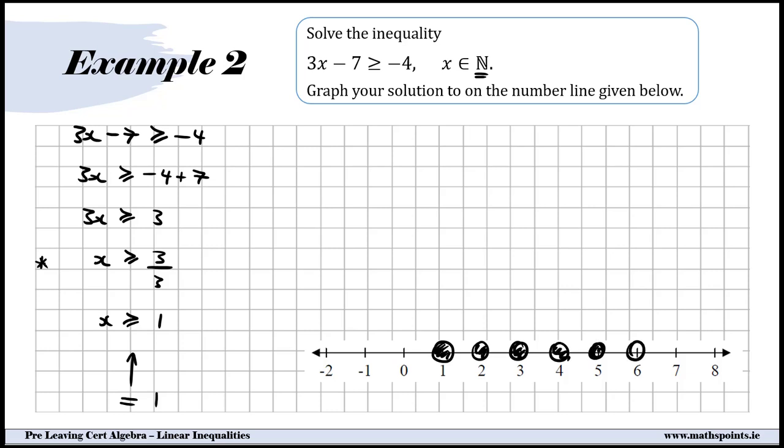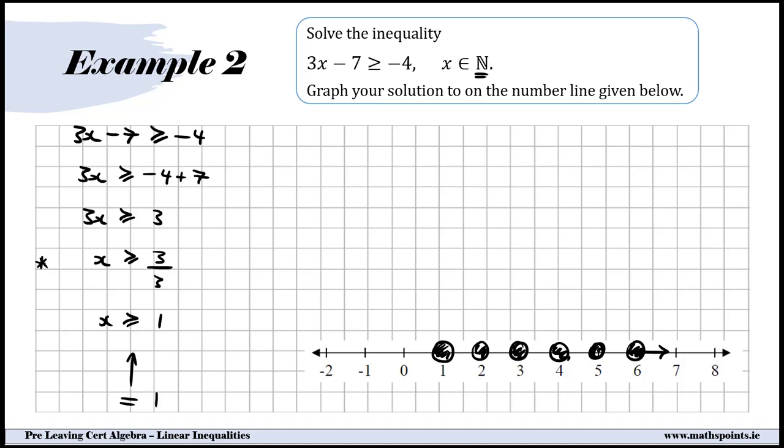Now, it's up to us to decide where to stop. Obviously, we can't color in every dot as far as infinity. So at some stage we just put an arrow on one of the dots to say that this includes every natural number going forward as far as infinity. x is greater than or equal to 1.